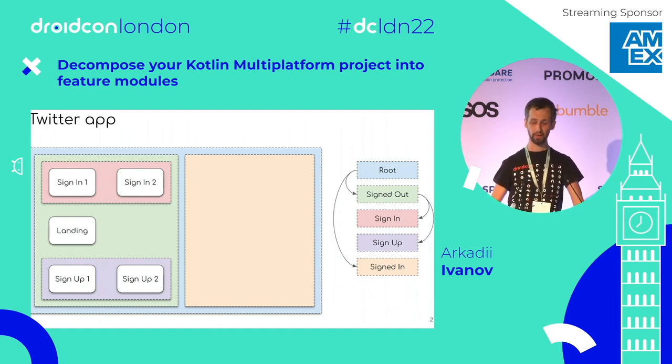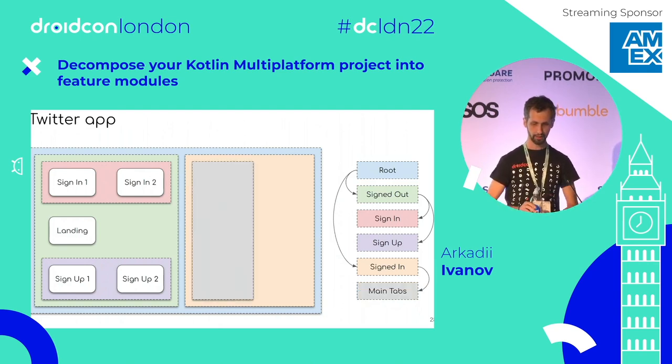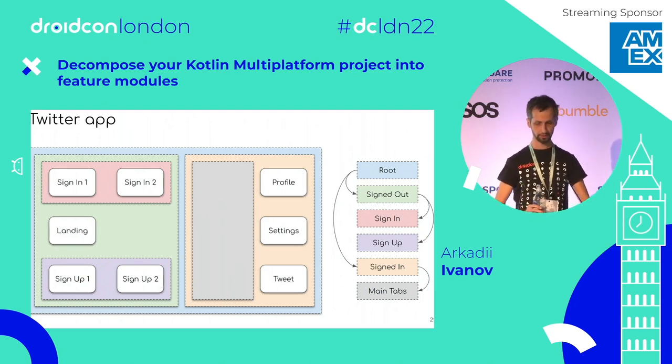This scope exists while the user is signed in. On logout, the root scope can switch back to the sign-out scope. Here we have the main tab scope and other child screens like profile, settings, or tweet. The sign-in scope, orange, can switch between full screen ones. For instance, when the user clicks on a tweet, the signed-in scope can push tweet into the stack.